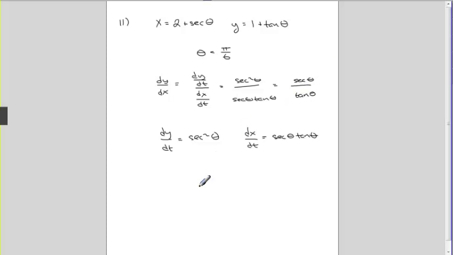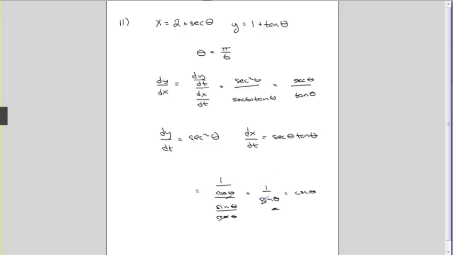And we might be able to simplify that further by having secant is 1 over the cosine, tangent is sine over the cosine, so the cosines cancel out, and so we get 1 over the sine, which is the cosecant. We might just use that one.